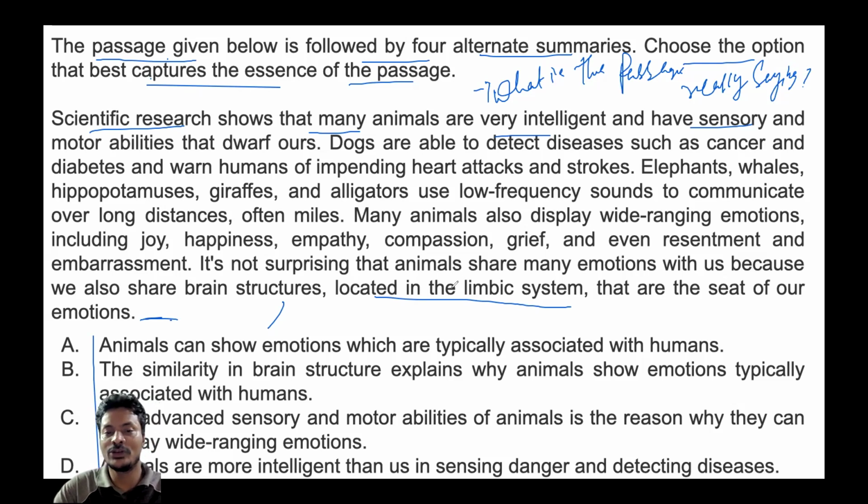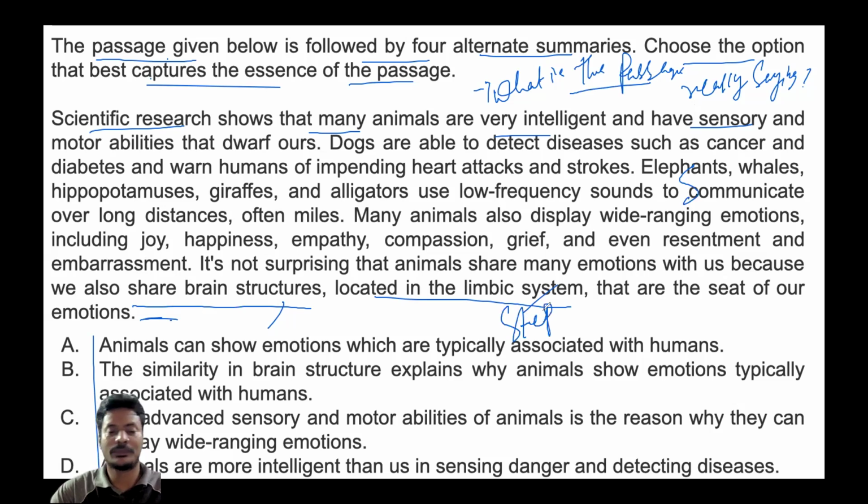Why? Because we share similar brain structure that controls emotions, isn't it? So that is the core idea. Got my point? So in that case, we find out our first step. The first step is to read and understand the passage. And then after that we go for the next step.